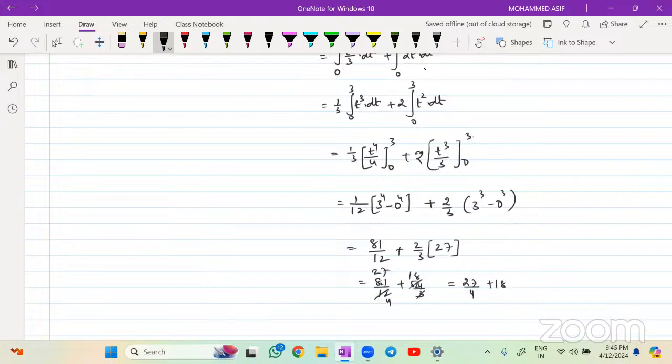27 divided by 4 is how much, beta? 6.75 plus 18. 18, 19, 20, 24, 24.75, this will be the answer.